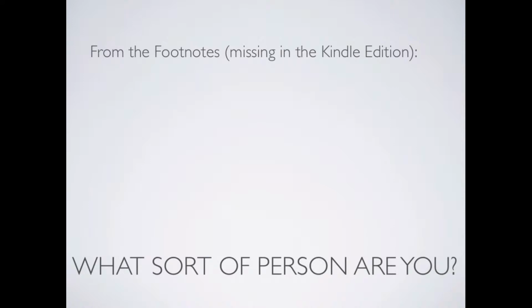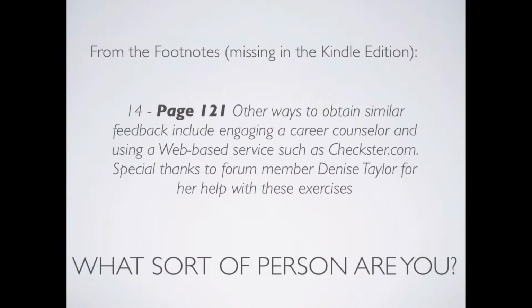But what I'm going to introduce to you here is from the footnotes in Business Model U, which is completely missing in the Kindle edition. So if you're working from that, this will be new to you. This exercise, what sort of person are you, has a footnote. It goes like this: other ways to obtain similar feedback, and that's the key here, this is a feedback exercise, include engaging a career counselor and using a web-based service such as Checkster.com. Special thanks to Forum member Denise Taylor for her help with these exercises.